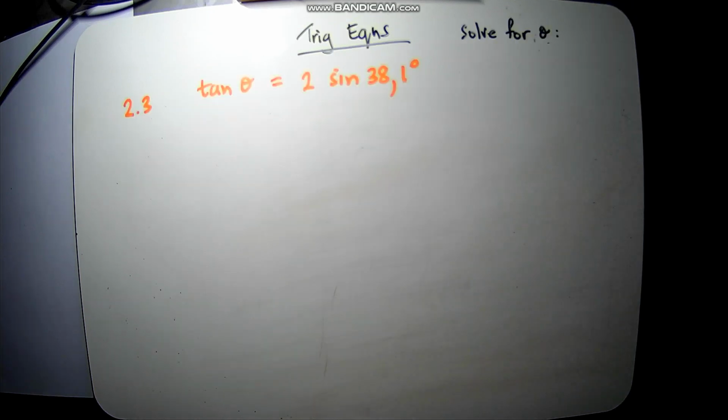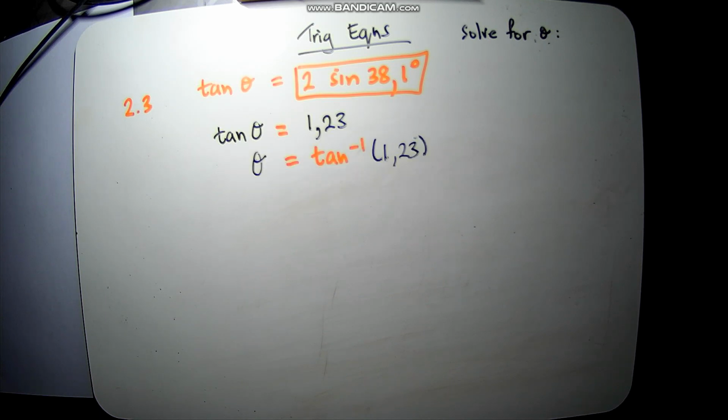In the next equation, it's a trig equation. It says solve for theta. So we can simplify the right hand side just by using our calculator. In our calculator, we will punch in 2 sine 38,1. We get an answer of 1,23. We're going to need to move tan over to the other side to be left only with theta on the left hand side.